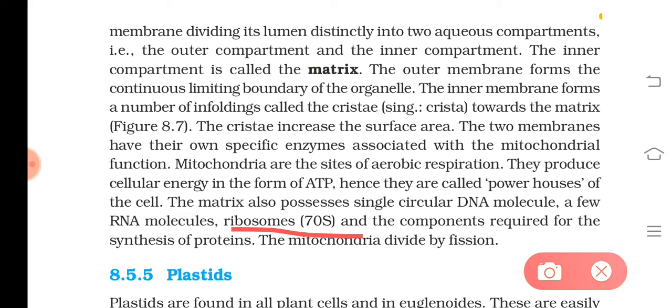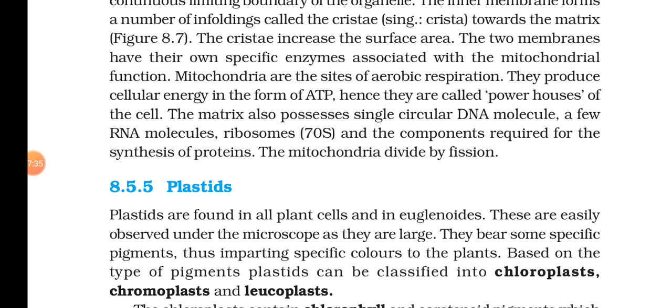So mitochondria is an example for a semi-autonomous organelle. In addition to the nuclear DNA, they have DNA in the matrix of the mitochondria. Okay. The next organelle that we have to study is plastids.